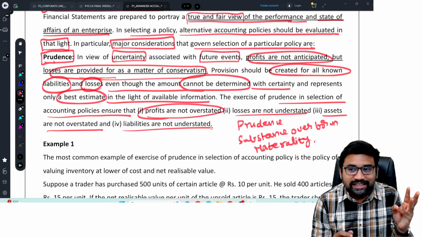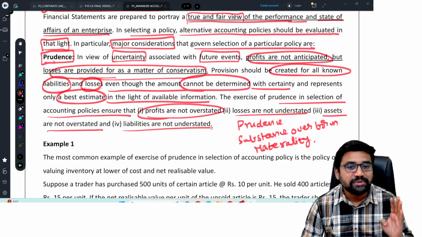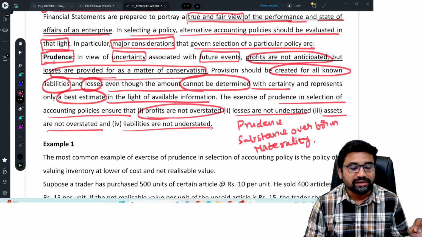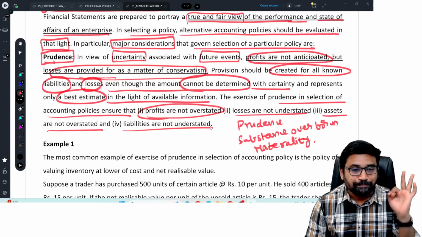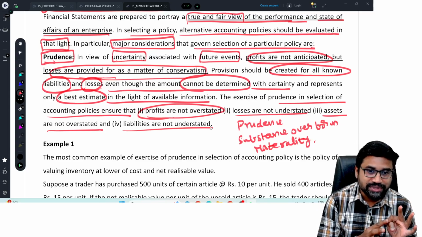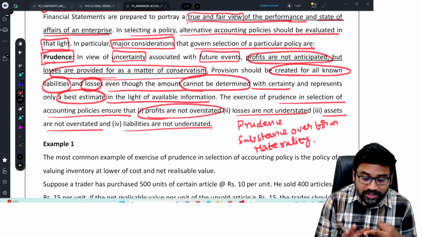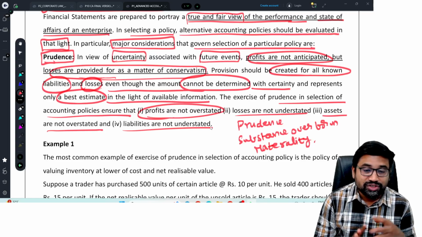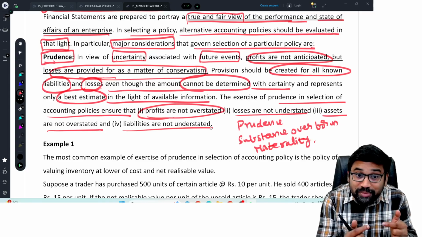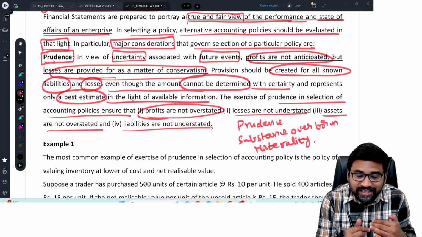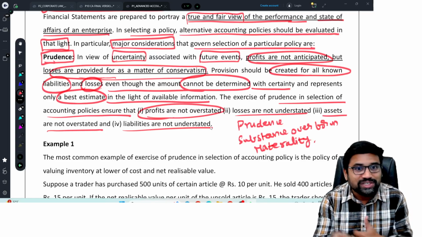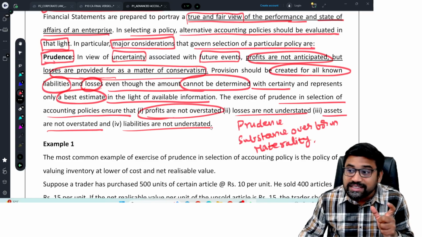So always remember 4 things. Prudence concept: profits, no overstatement. Losses, no understatement. Assets, no overstatement. Liabilities, no understatement. So remember, assets and incomes follow the same rule; liabilities and losses follow the same rule. When it comes to liabilities and losses, they should not be understated. But when it comes to assets and profits, they should not be overstated. So this is the first consideration you have to select.